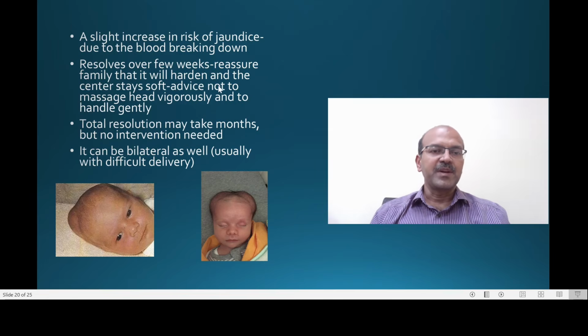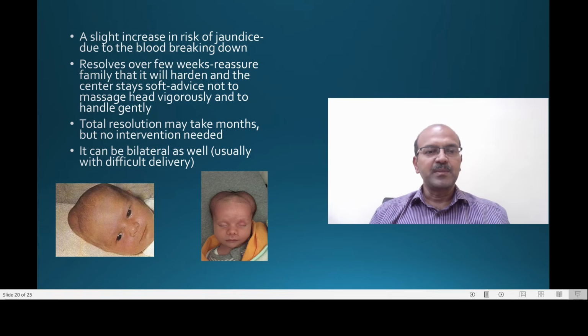We can reassure the family that it will harden, while the center stays soft. We need to be careful not to massage the head vigorously. In some cultures, there are people employed to do massage of the baby. They may do a vigorous massage, and that can sometimes expand this bleed. The clot is dislodged and the bleed may extend. I have seen a cephalhematoma happening in a month-old baby secondary to these massages as well.